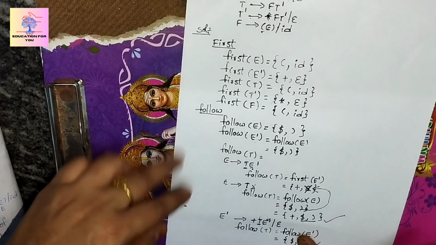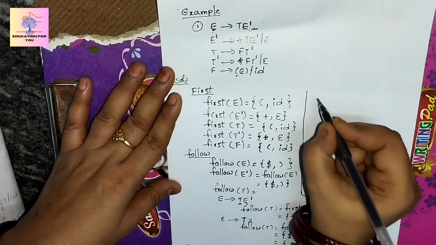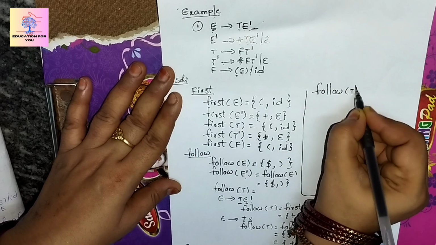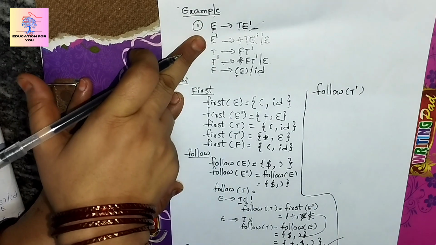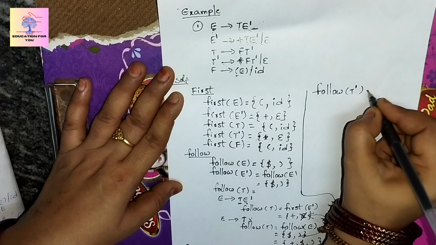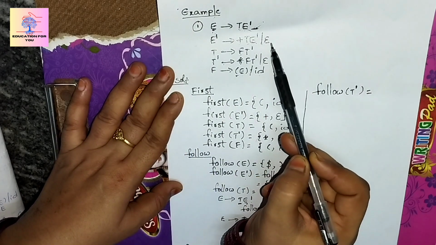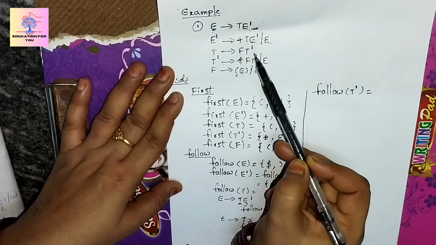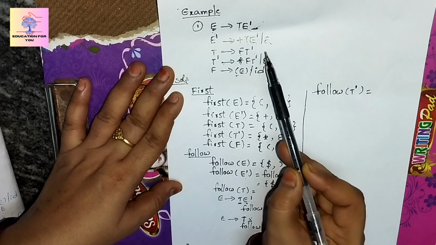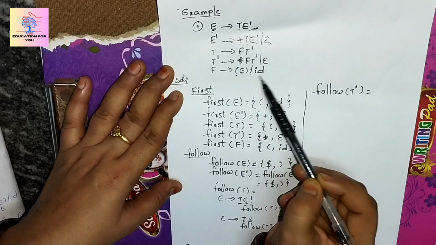Okay, now we have completed follow of E dash and follow of T also. Now what do we have to calculate here? Now we have to calculate follow of T dash. Follow of E is over, E dash is over, T is over. So where do we observe the T dash? Here there is no T dash. Here also there is no T dash. Here T dash is there. Here also T dash is there. So now we have to calculate the follow for these two productions.